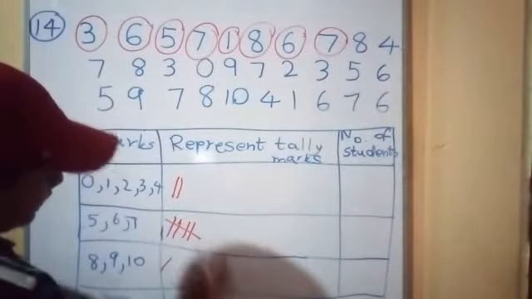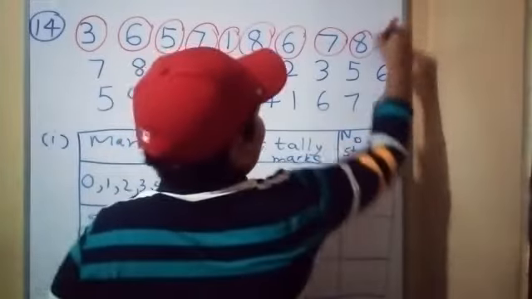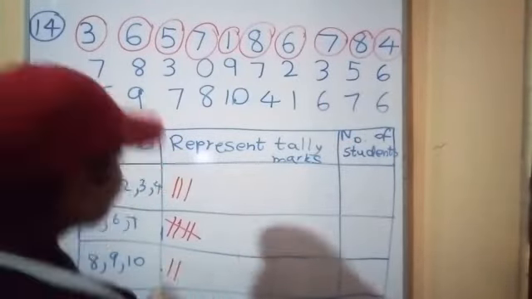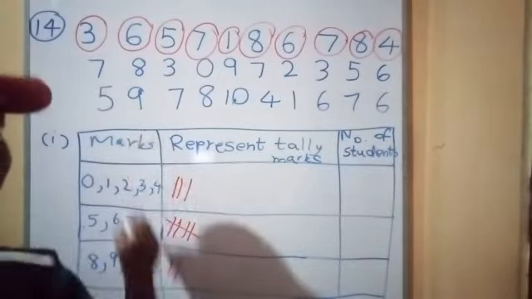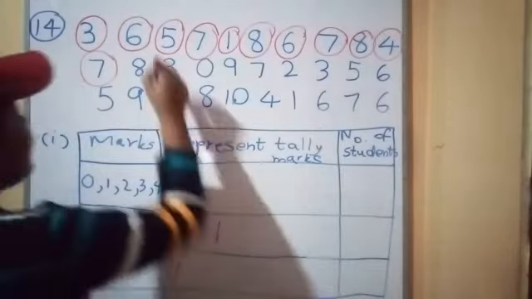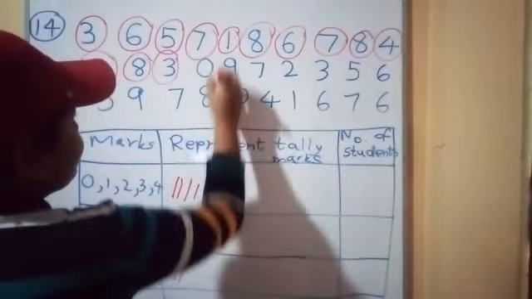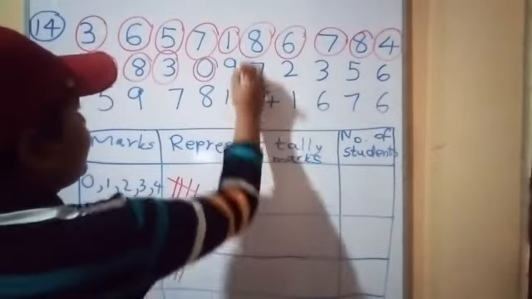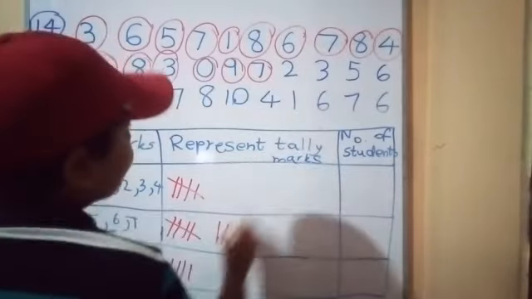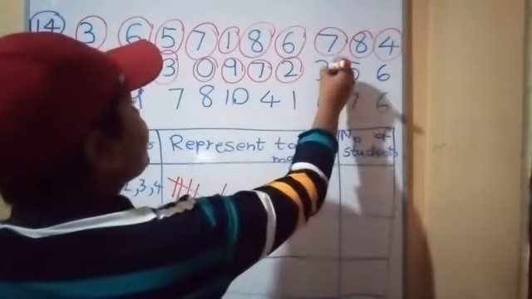7, I get a mark. 8, 2 there. 4, now 4 there. Now 7, this 7 again, a tally set. 8 in there. 3 in there. 0. 9 in there. 7 again there. 2 again set in the 0, 1, 2, 3, 4 row.